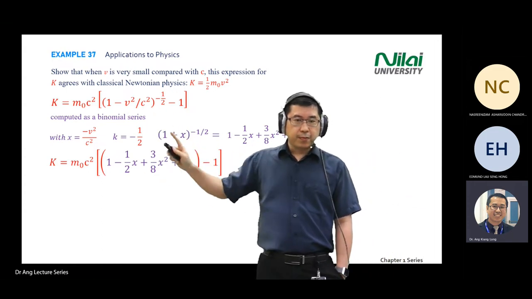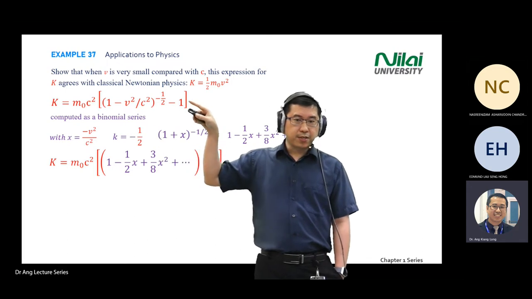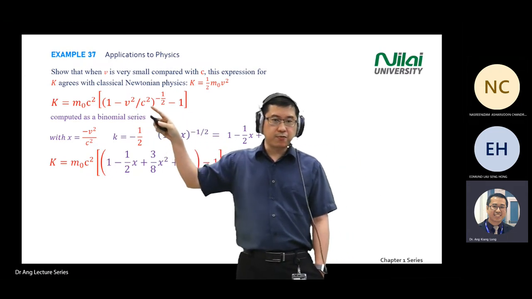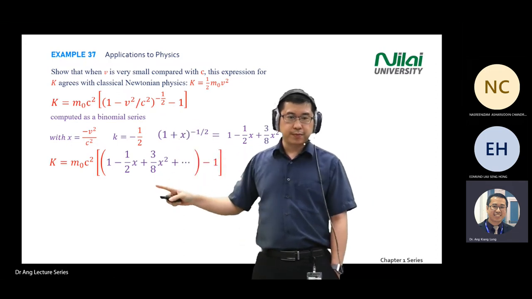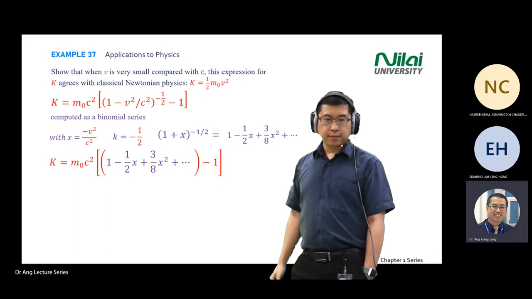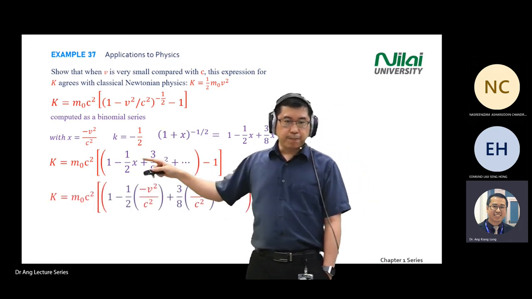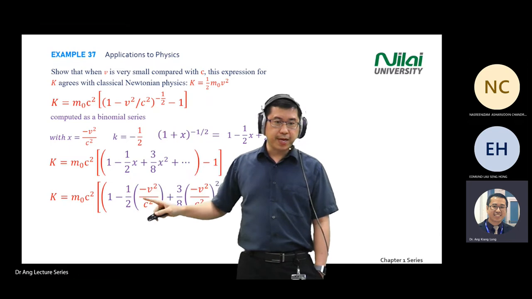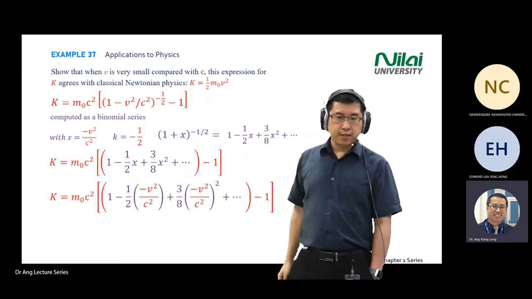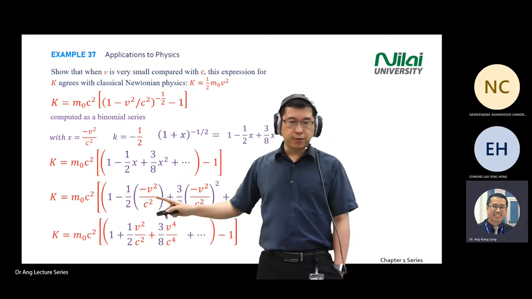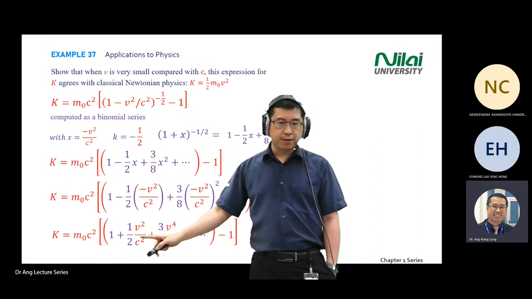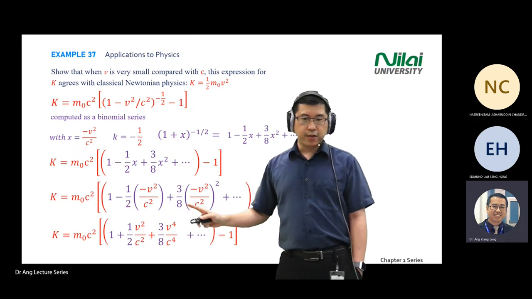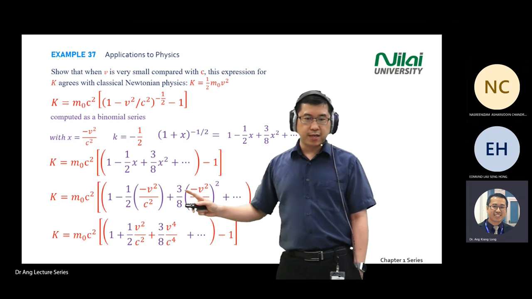So you can see, you can write your previous equation in this form. This whole thing, 1 minus v squared over c squared, bracket power 1 over 2, will equal to this one. Again, then you replace back what your x is. Your x is minus v squared over c squared back into the equation. You get this one after you multiply. Minus, minus, you get positive. Positive v squared divided by c squared equals this one. This one, 3 over 8 multiplied by negative v squared divided by c squared.